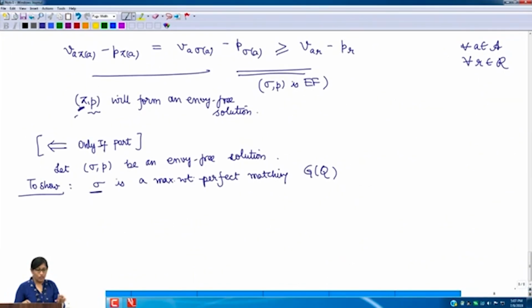Okay, to complete the characterization, now I need to show that, given any NV-free solution, the matching, the bijection sigma, must again be a max weight perfect matching. So the proof is via contradiction. For contradiction, assume sigma is, let's say, not a maximum weight perfect matching.